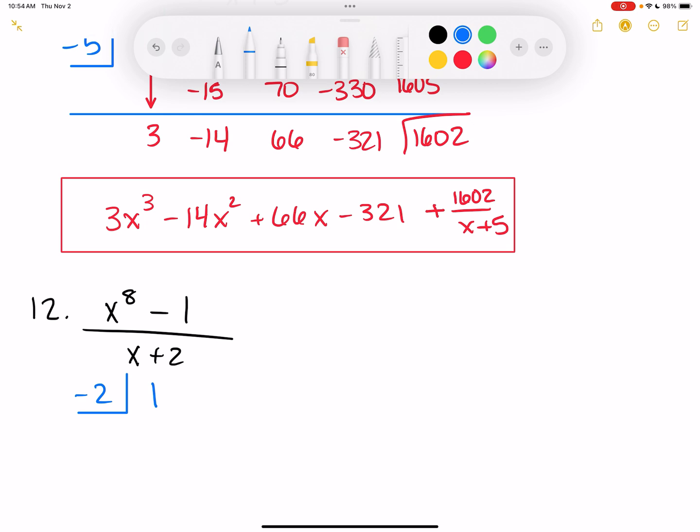So now I need 0x to the 7th, 0x to the 6th, 0x to the 5th, 0x to the 4th, 0x cubed, 0x squared, 0x minus 1. That's beautiful. I'm gonna mess this up. How do you manage to do that, Virginia? That's cool.